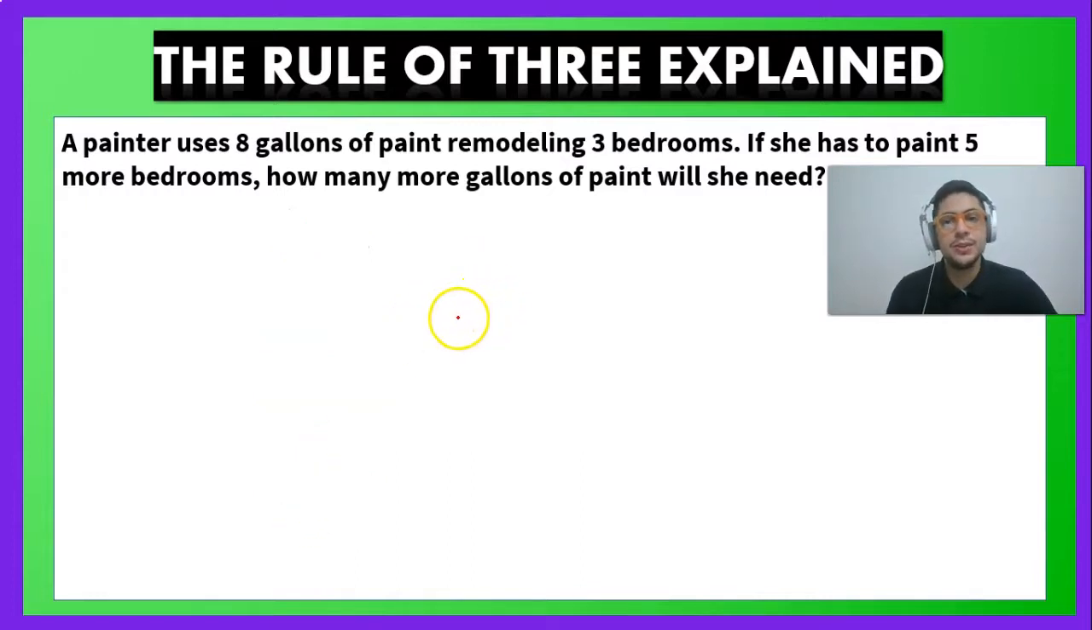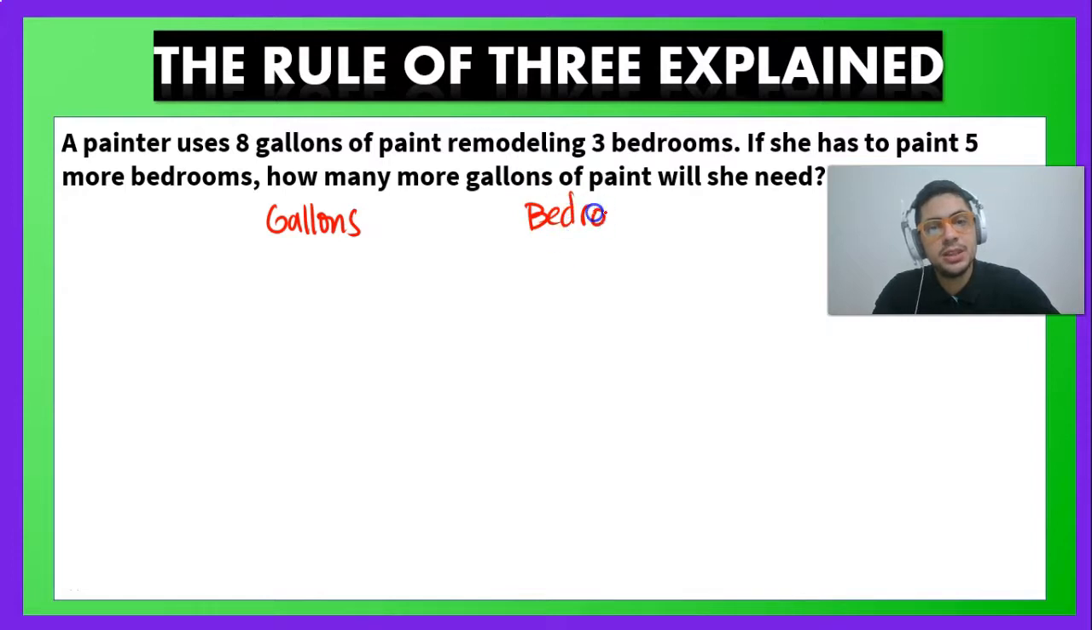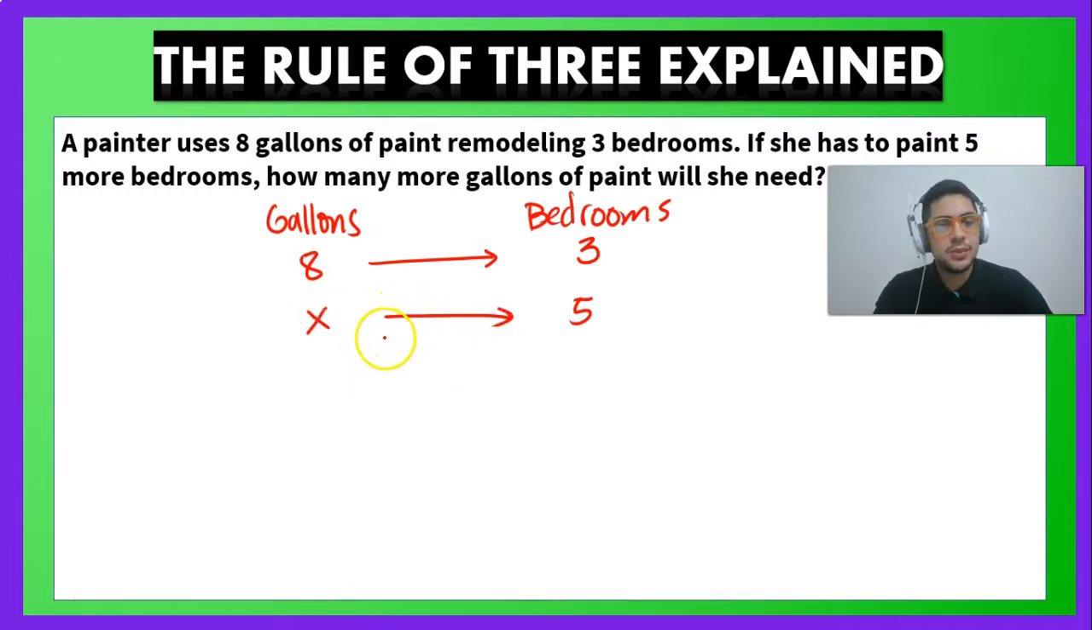Another thing we can do is that we can think of the amount of gallons being on one side and the amount of bedrooms being on the other side, right? So you can think of it that way as well. So it's 8 gallons is associated to 3 bedrooms. Now, 5 bedrooms, what is the amount of gallons associated with it? So we do the same thing. We're going to cross multiply. So 8 times 5 is going to be equal to x times 3.